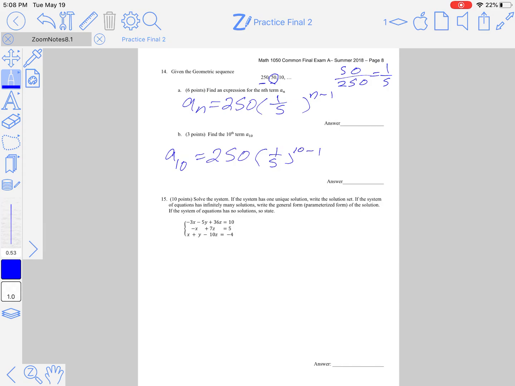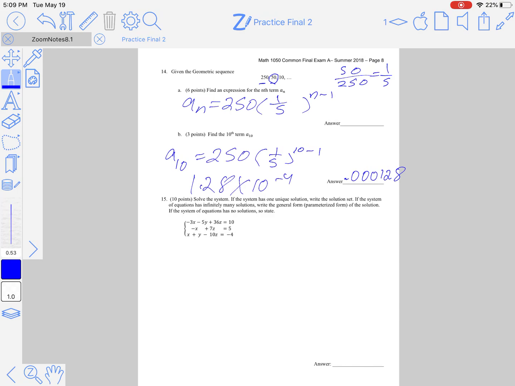So now, using your calculator, get out your calc and you're going to type in 250 parentheses 1 divided by 5 and the parentheses to the power of 9. I get 1.28 times 10 to the negative 4, which really would be 0.0000128.